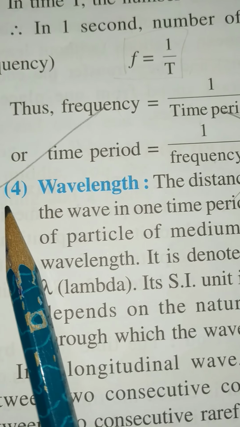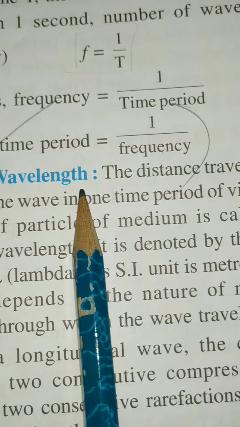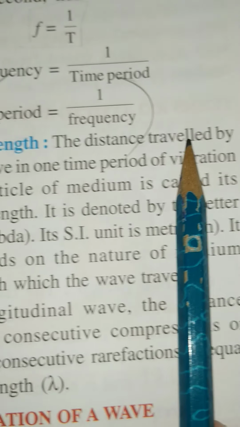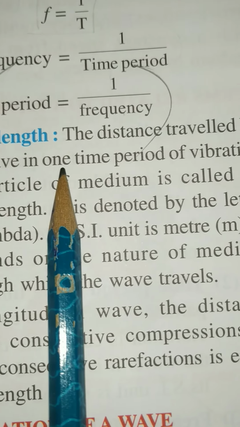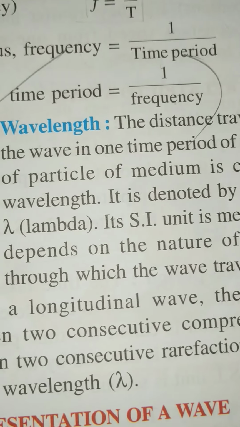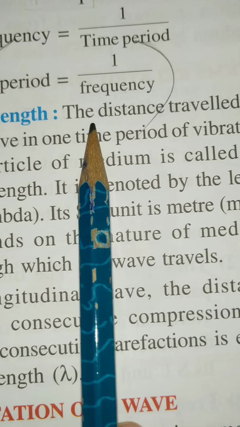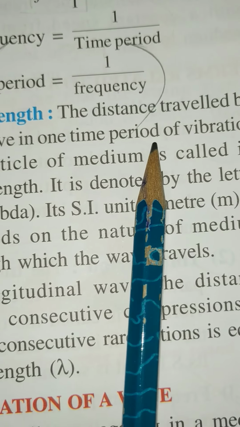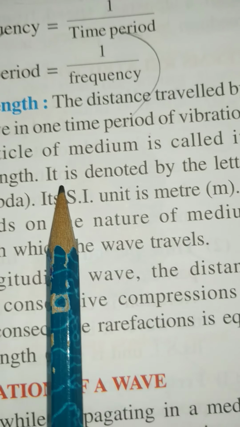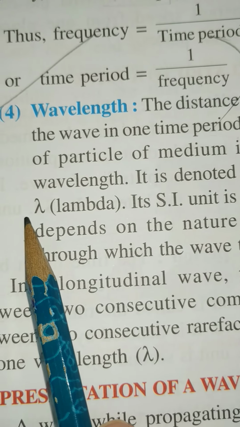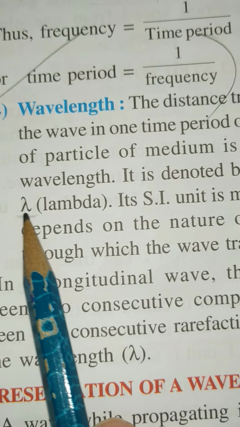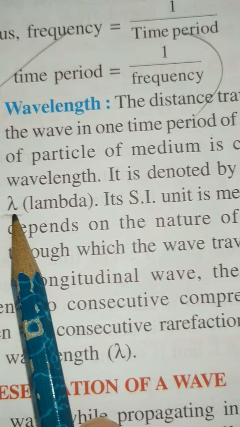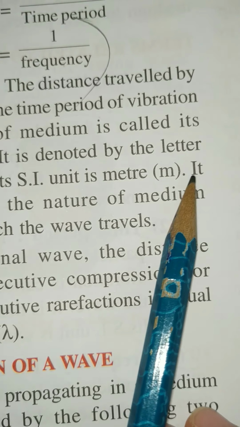Now the next term is wavelength. So what is a wavelength? The distance travelled by the wave in one time period of vibration of a particle. So that is the total distance travelled by the wave in one time period, known as the wavelength, and it is denoted by the letter lambda. This symbol is known as lambda, and its SI unit is meter.